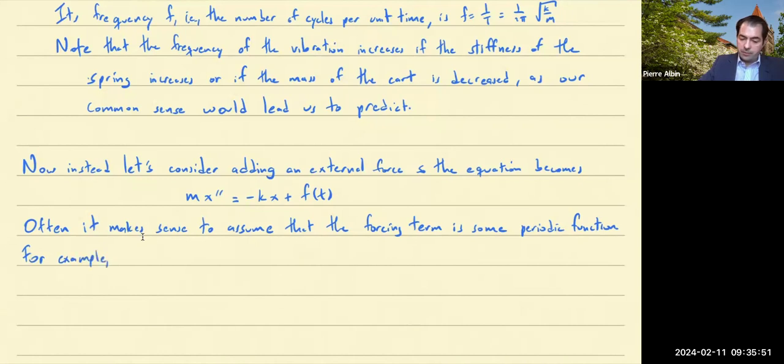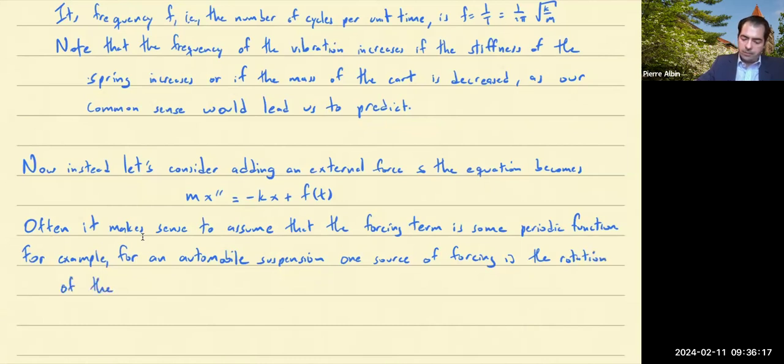For example, for an automobile suspension, one source of forcing is the rotation of the wheels. Which is periodic.